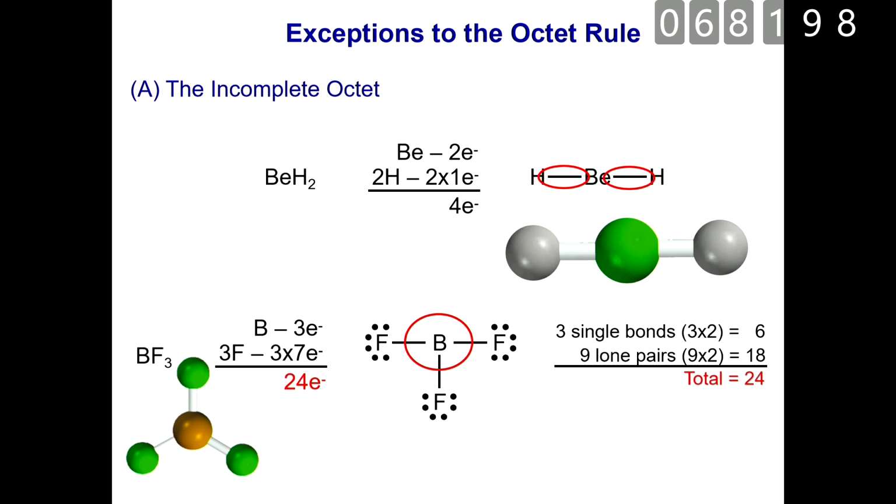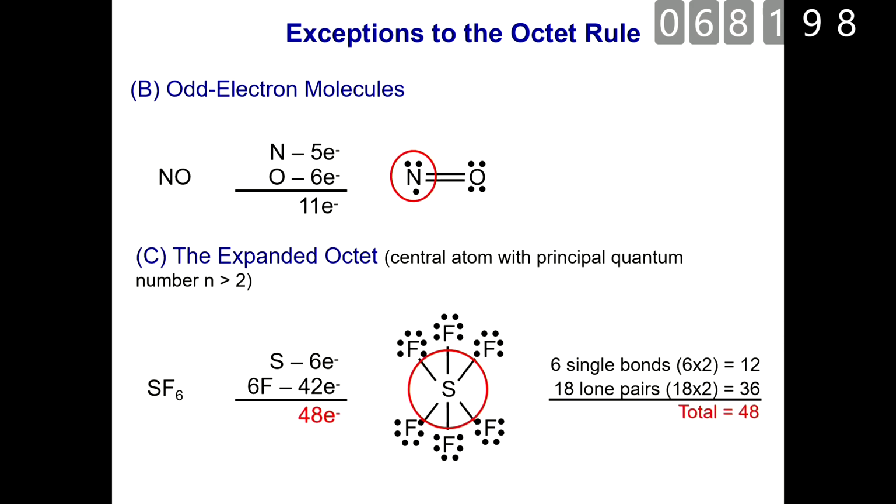Okay. Here we introduce some exceptions to the octet rule. So basically, we can use the octet rule to explain the structures of compounds. But there are some exceptions. They do not follow this rule.